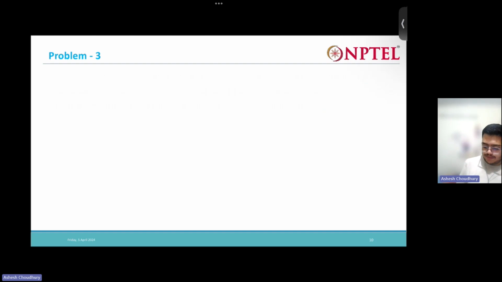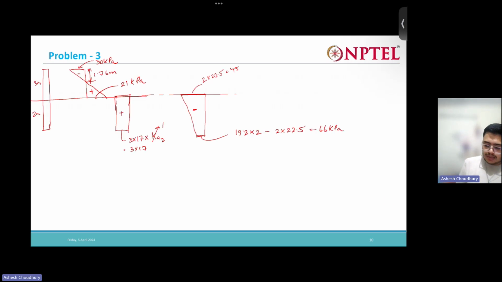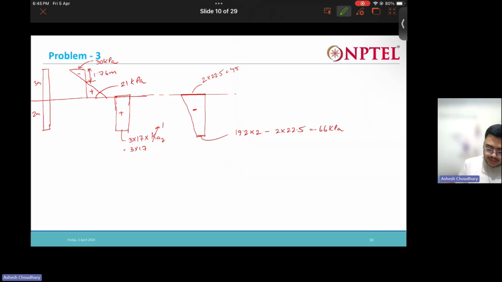So now we need to calculate. Now see, in the question, this is the pressure diagram that we calculated. Now the question is, we have to find the active pressure when tension cracks develop. So when tension cracks actually develop, this portion we can remove. So in our calculation we'll just be adding this, this and this.